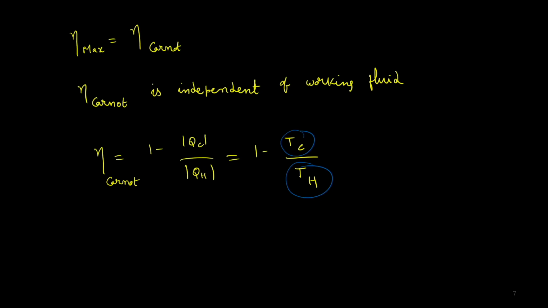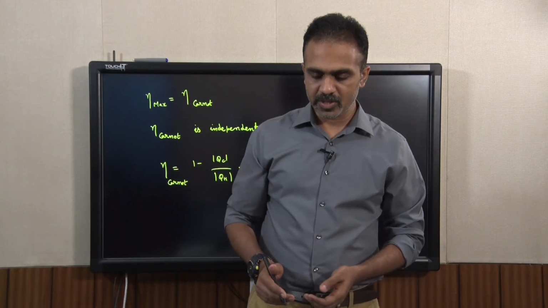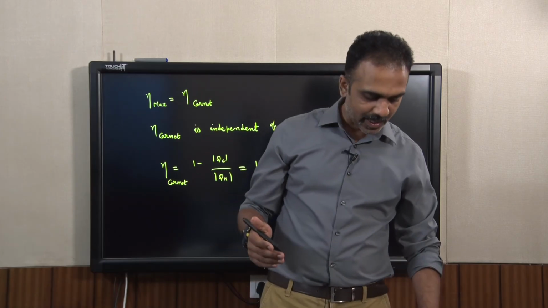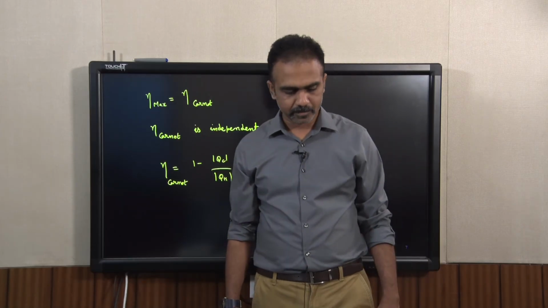an ideal gas. You can derive this equation for an ideal gas, but because we are claiming that it's going to be independent of the working fluid, this relation is going to work for any fluid. Although the derivation itself is based on ideal gas, at the end of the day, Carnot engine efficiency is always going to be 1 minus Tc by Th, and it will be independent of the working fluid.